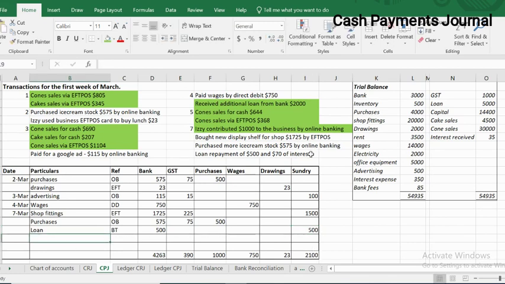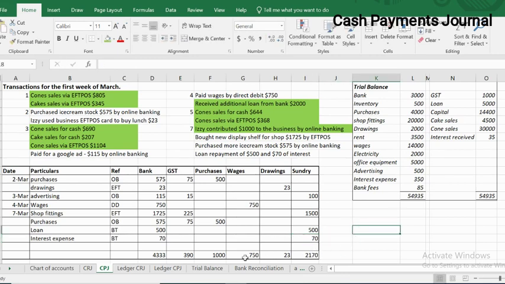Now the other one is this interest. Now we have two options. We've got interest received and interest expense. Now, because we're making a loan repayment of $500 and $70 interest, it's going to be interest expense because that is the cost or expense of borrowing money. So in this case, we're paying interest expense. It's not interest received. We haven't earned it. So interest expense, same there, $70. And once again, there's no GST on interest. So we're going to put $70 straight in the sundry.